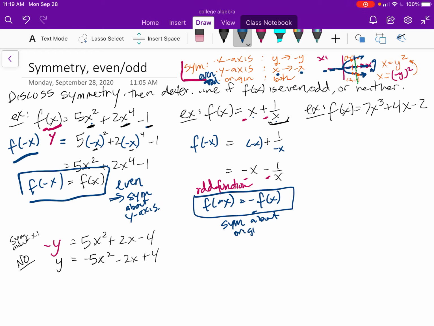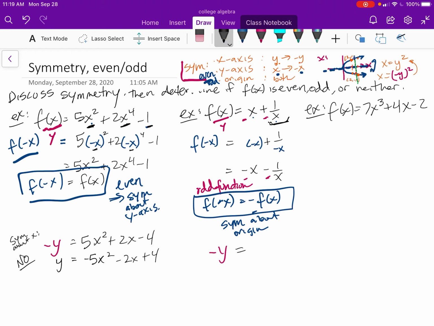So let me show you another way to test for symmetry about the origin. Say this is not a function, right? It still might have symmetry. So we talked about the other tests: plug in negative y, plug in negative x. To test for origin, you do both. So instead of y right here, I'm going to write negative y. And then anywhere there's an x, I'm going to put negative x.